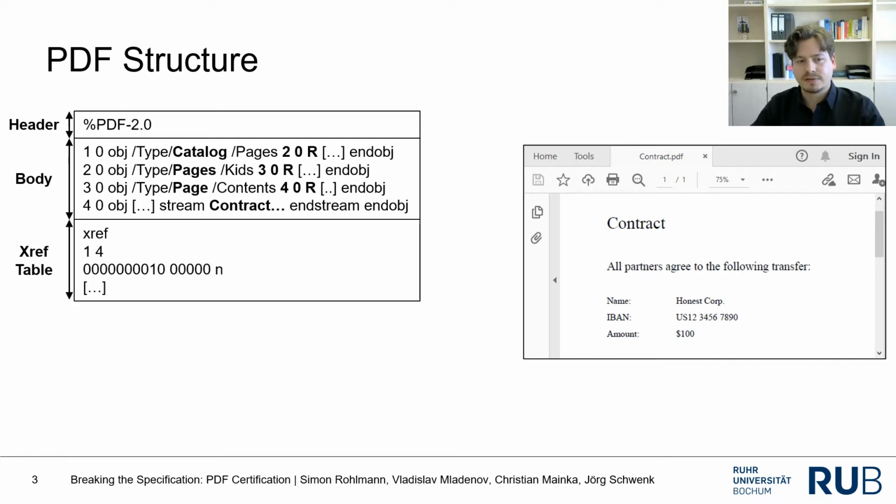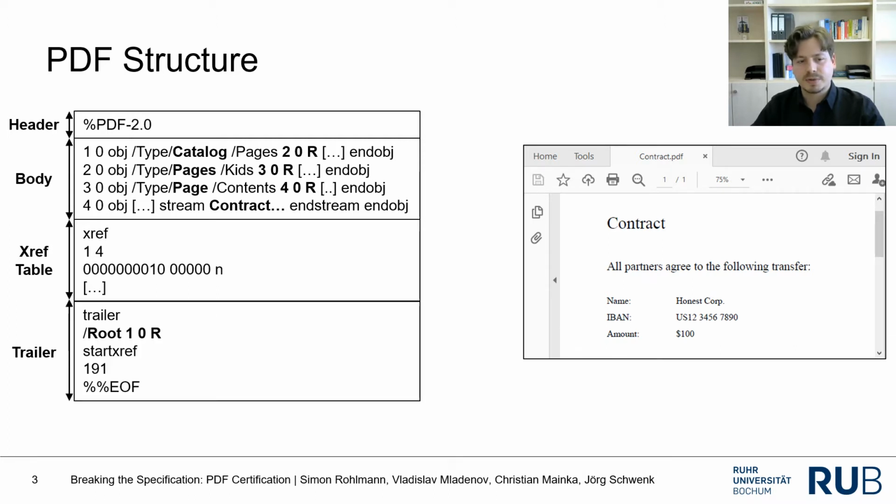The third part of a PDF document is the cross-reference table, or XREF table. It holds the entries, or the byte offsets, of the objects defined in the body. As you can see, it starts with 1 followed by 4. This means the first object is object number 1, followed by 4 entries. There's a 10, and 10 means the byte offset 10. So object number 1 starts at byte offset 10.